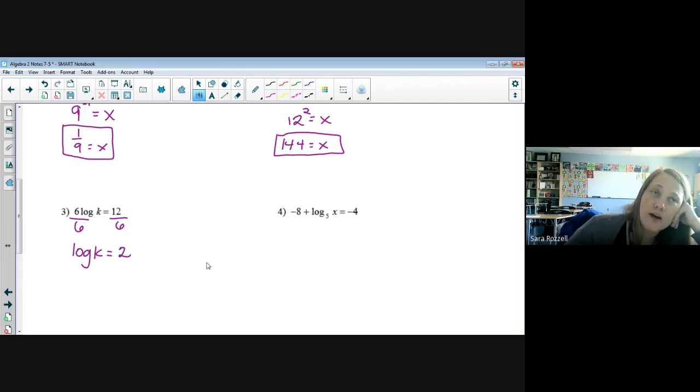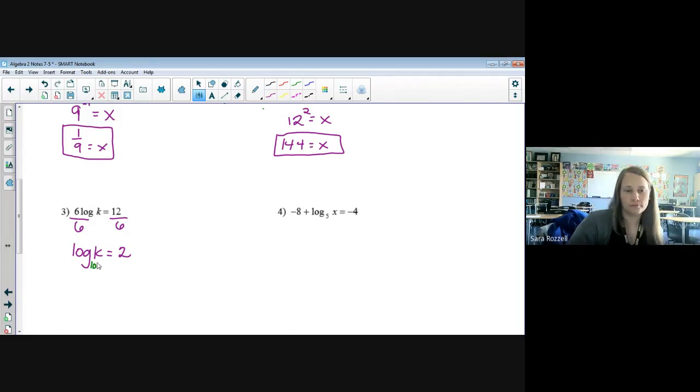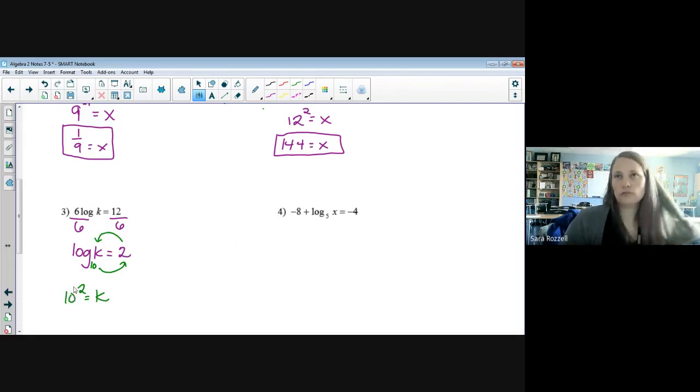Okay. Now I'm going to write this as a power. What is the base if it just says log? It is 10, right? If it just says log, the base is 10. So you've got to insert that 10 in yourself. And now we write it as a power. So 10 to the second is equal to k. And we all know that 10 times 10 is 100. So our answer is 100.